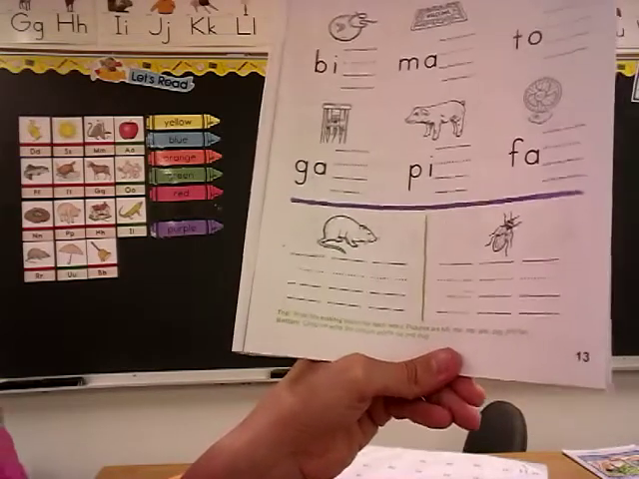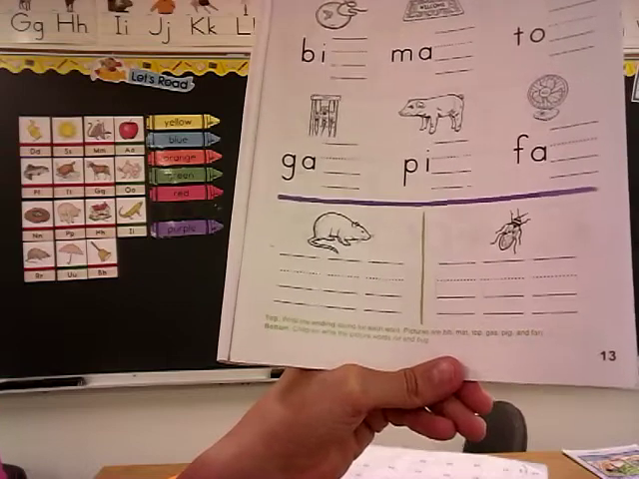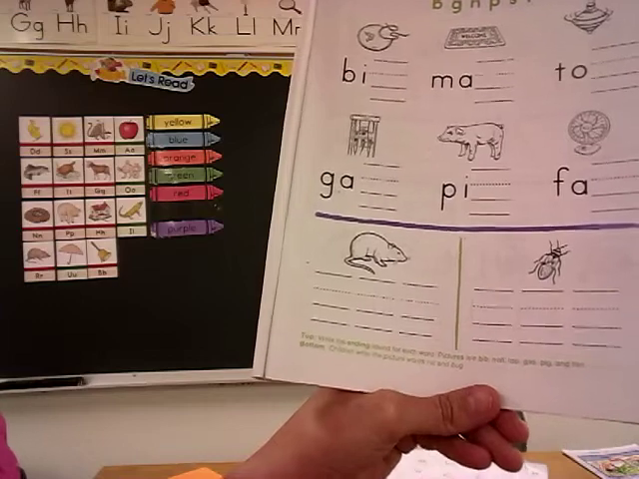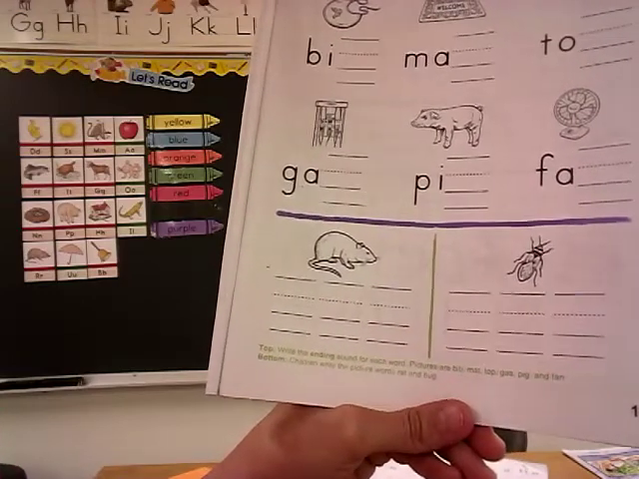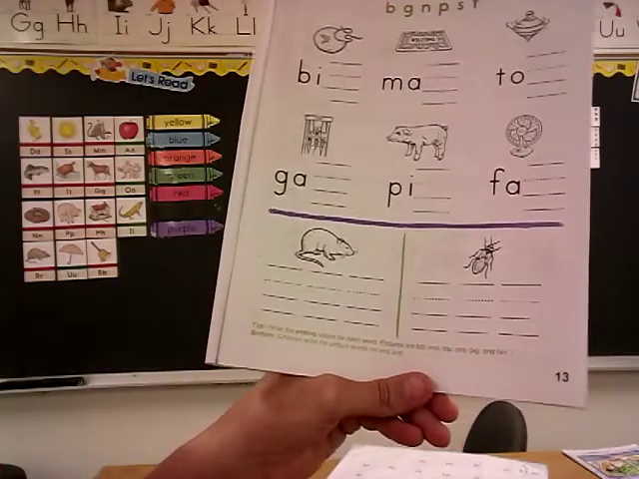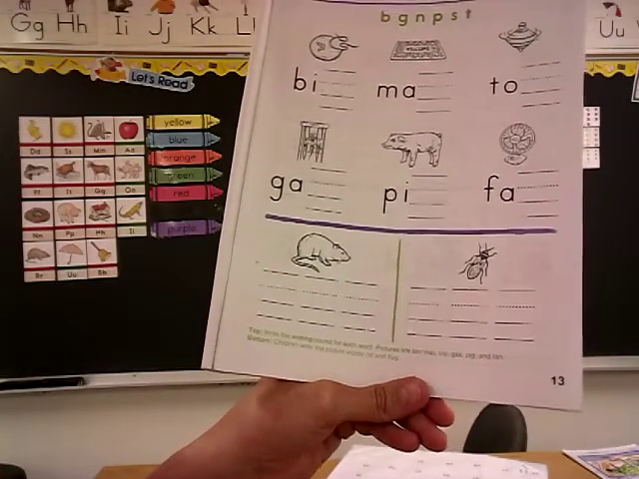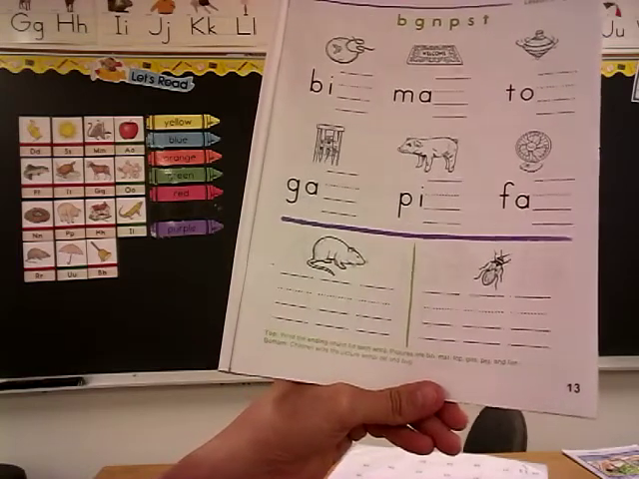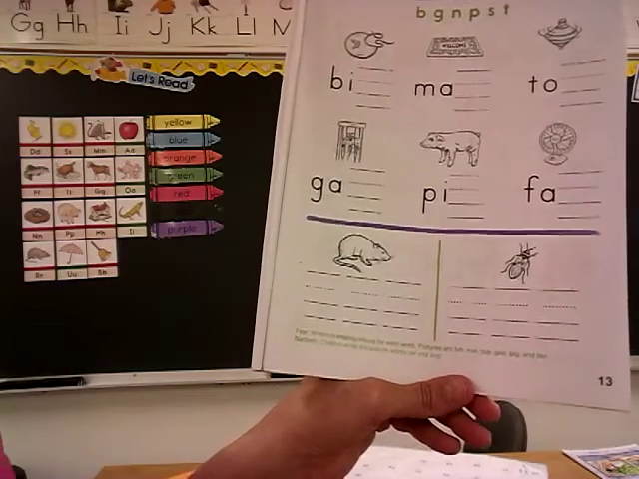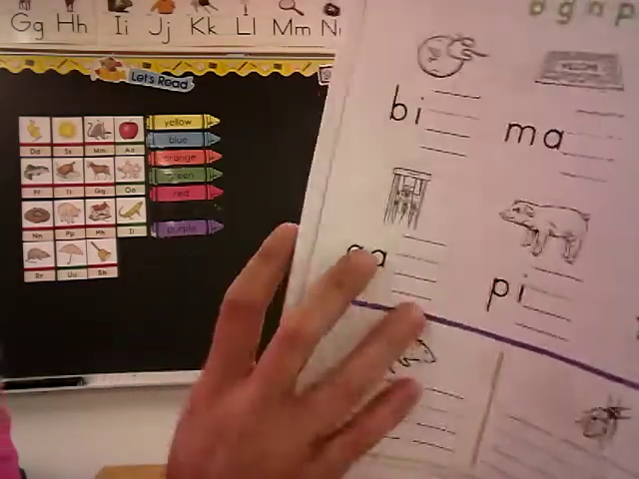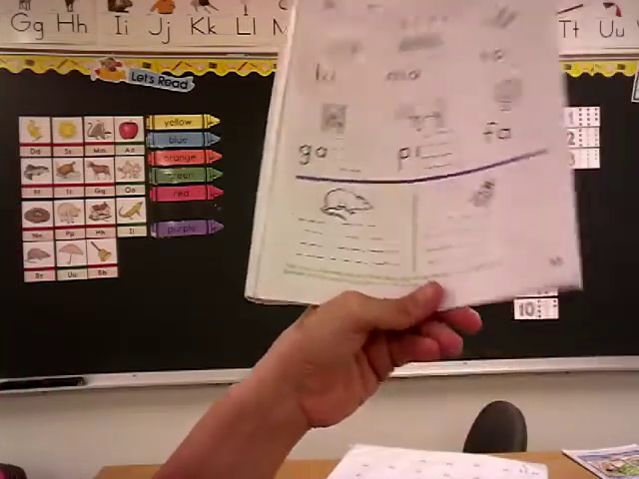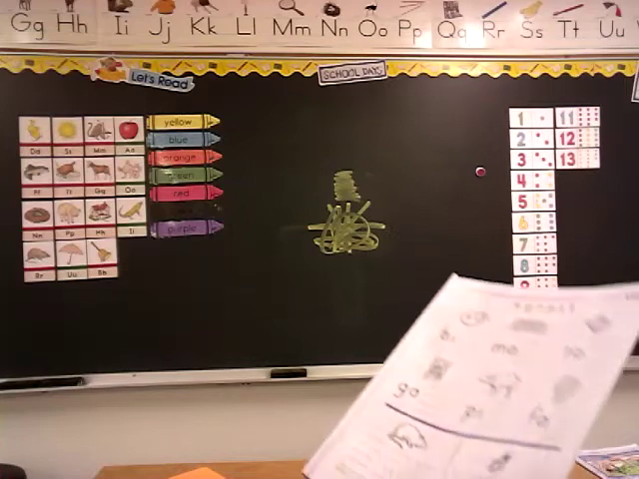Let's listen one more time. Rat. Hear that ending sound? T. Which one of the letters says T? Whenever you know, write it on the line. Did you put a T? R-A-T. Look at those letters that you wrote and see if you can sound that out now. Rat.